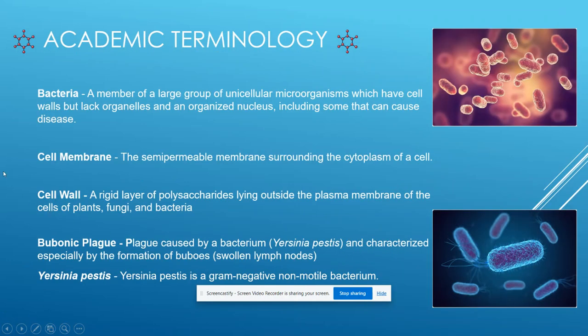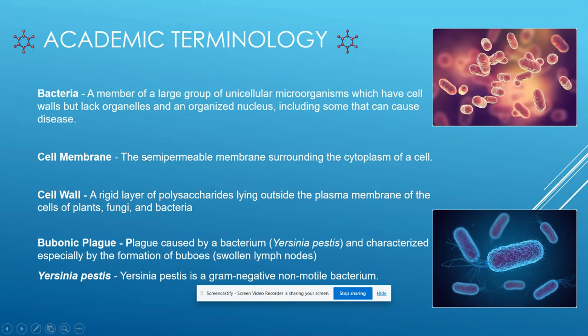First, I would like to go over a little academic terminology with you guys. Some of this stuff should be a review, such as bacteria. These are single cellular microorganisms. They have walls, but they lack organelles. We've gone over the structure of different prokaryotic and eukaryotic cells. We know that our prokaryotic cells lack different organelles, such as the mitochondria, the nucleus, Golgi body, and other organelles that are in your eukaryotic cells.